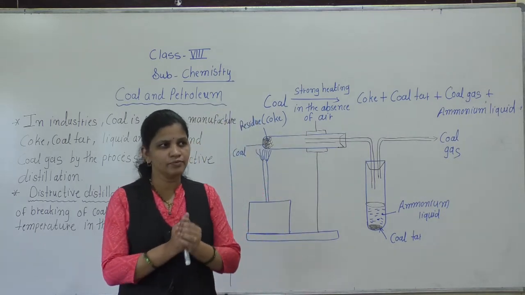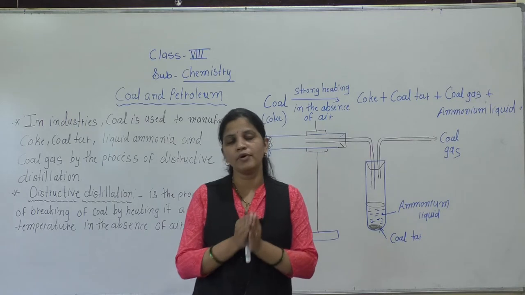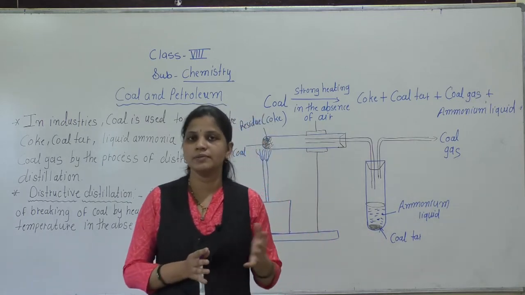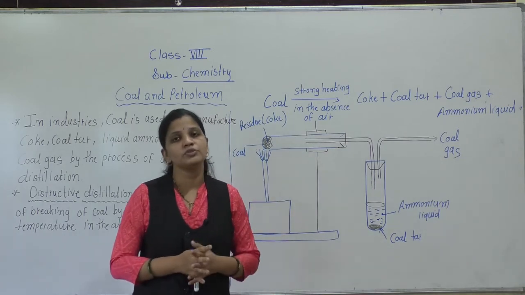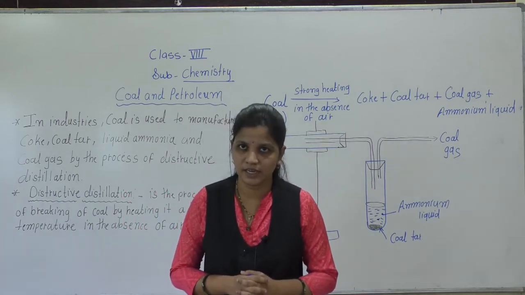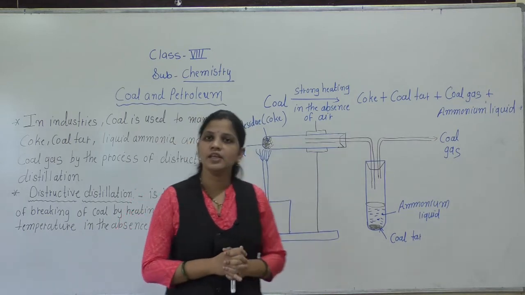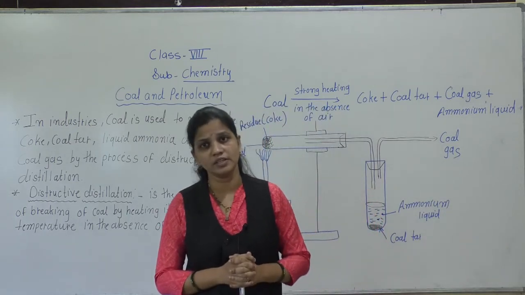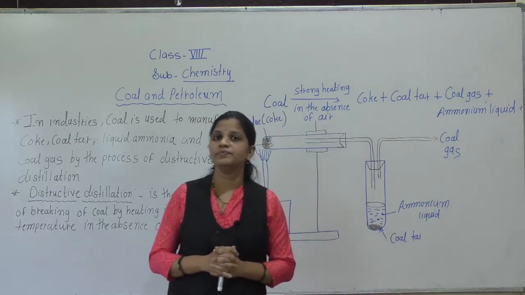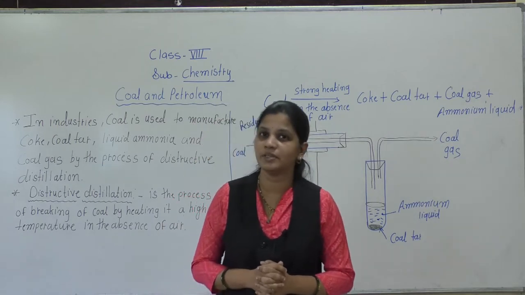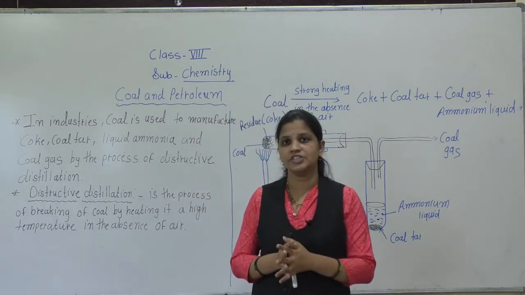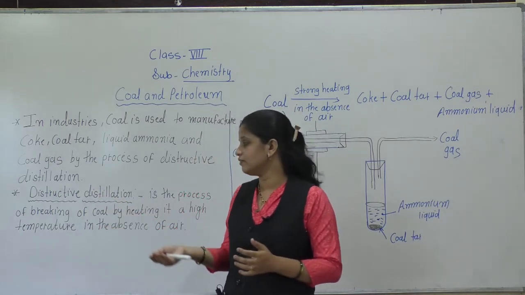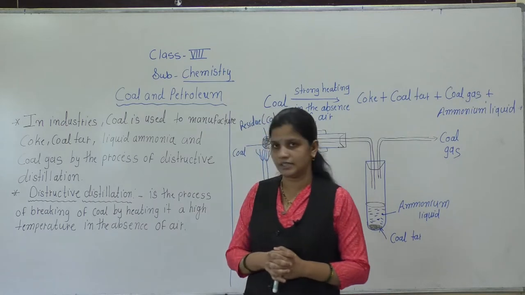We also covered some important points related to coal, such as its characteristics: it is black in color, and where it is found. Now we will see the next point, that is destructive distillation. We have heard about fractional distillation and simple distillation, but here one more method is given, that is destructive distillation.